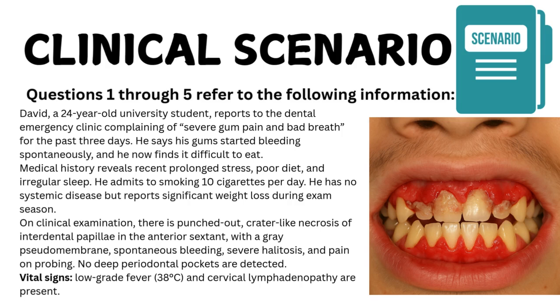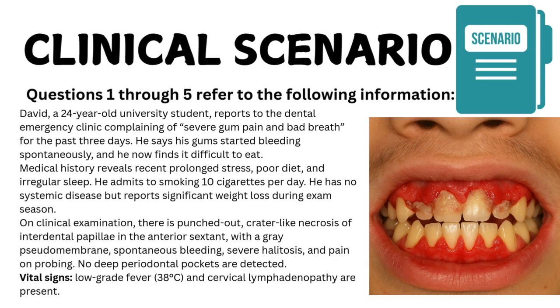David, a 24-year-old university student, reports to the dental emergency clinic complaining of severe gum pain and bad breath for the past 3 days. He says his gums started bleeding spontaneously, and he now finds it difficult to eat. Medical history reveals recent prolonged stress, poor diet, and irregular sleep. He admits to smoking 10 cigarettes per day. He has no systemic disease, but reports significant weight loss during exam season.